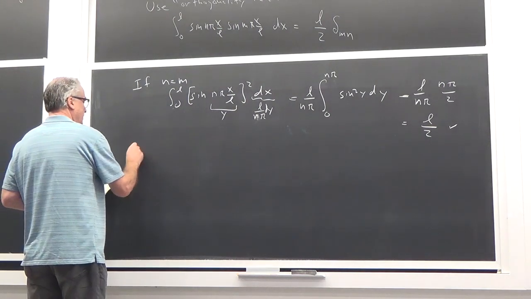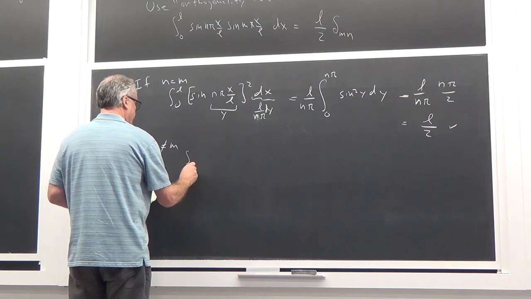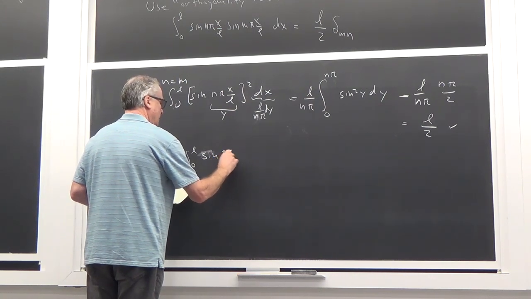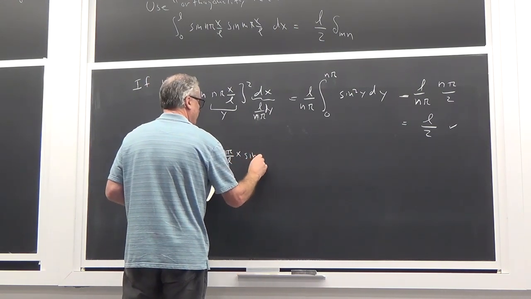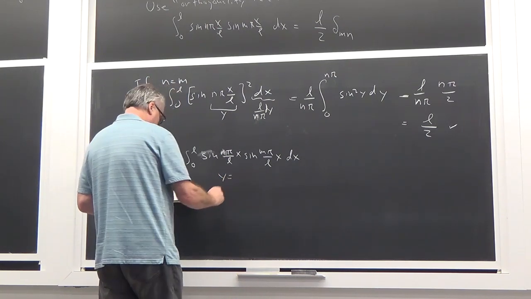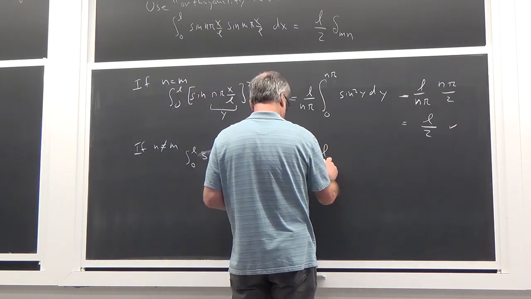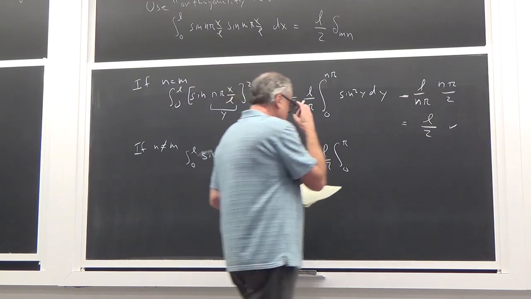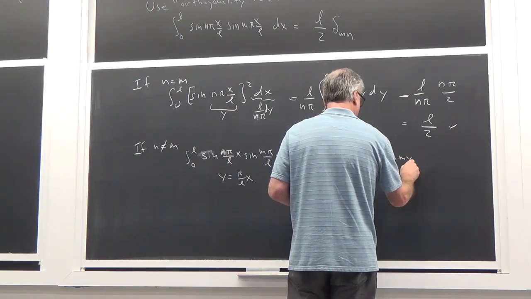Okay, now let's try n not equal to m. So then I have an integral from 0 to L of sine n pi x over L times sine m pi x over L dx. Again, I let y equal pi over L times x. And so I can rewrite this as L over pi times the integral from 0 to pi of sine ny sine my dy.